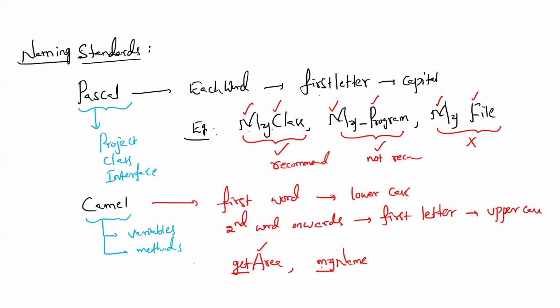Out of these five entities, there is one more entity called packages. The programmer will also give the name for a package, but for packages, neither the Pascal rule nor the camel rule is applied. The package name must be in lowercase letters only. It's the professional way. There is no first letter, first word and all that for packages. It must be. Clear?